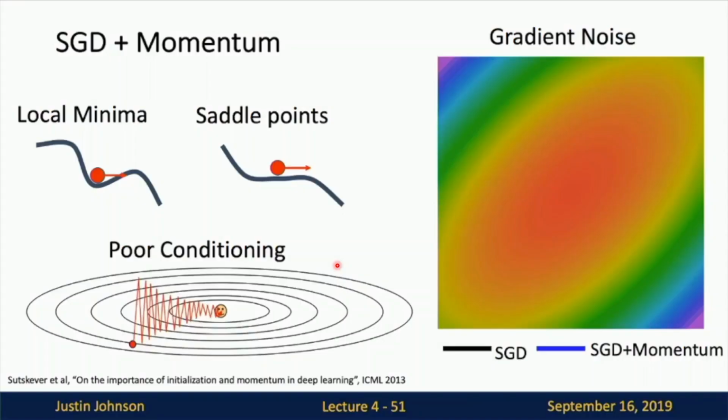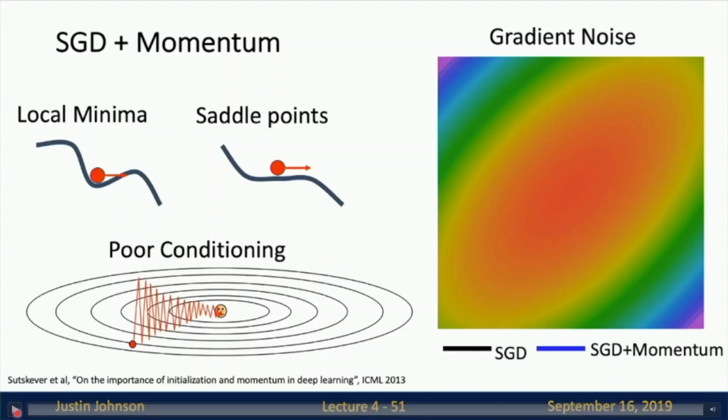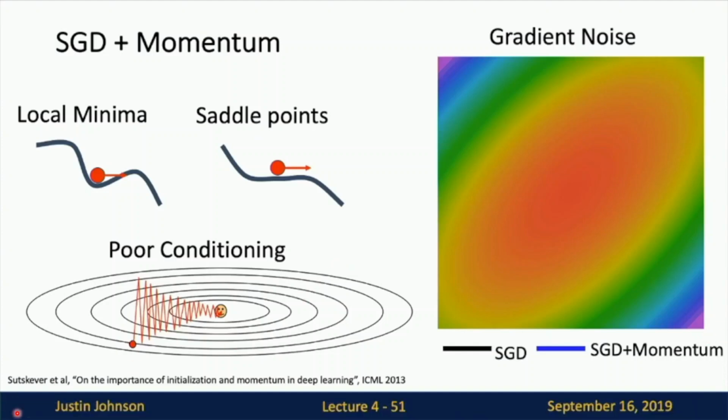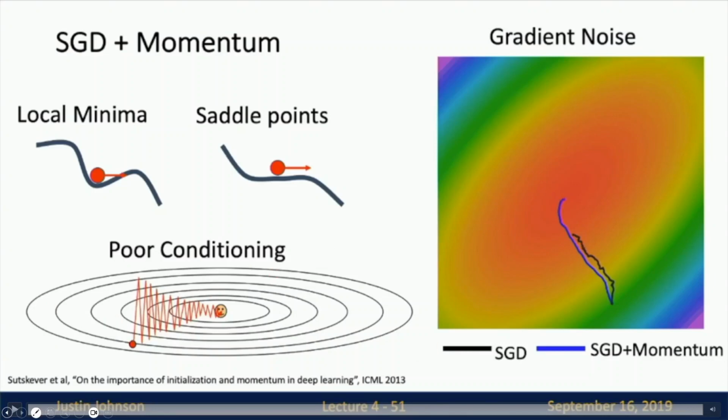So there is a demo video. Okay. This is with the momentum, and the black curve is the SGD without momentum. So let's look at it again.